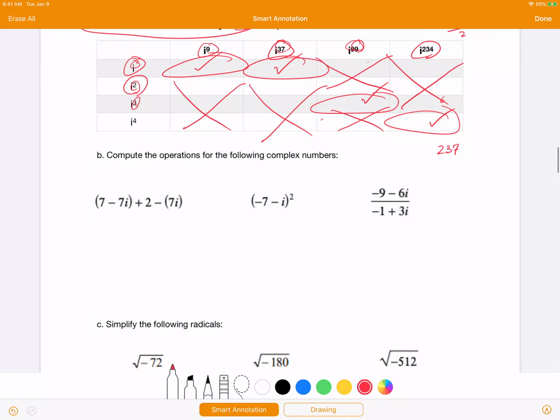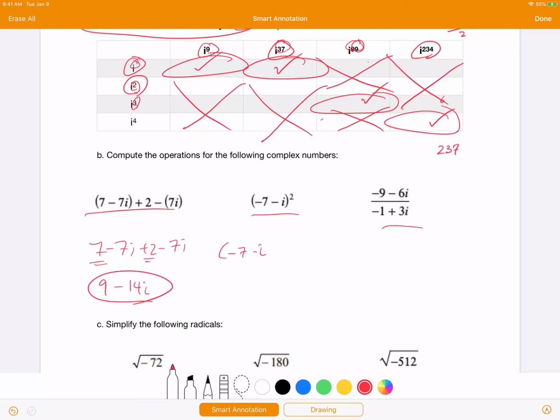Now, for the next couple of questions, they're very, very simple to do because they are simply just simplifying complex numbers here. So 7 minus 7i plus 2 minus 7i. We're going to combine the real numbers together, which will give you 9 minus 14i. So that would be the answer there.